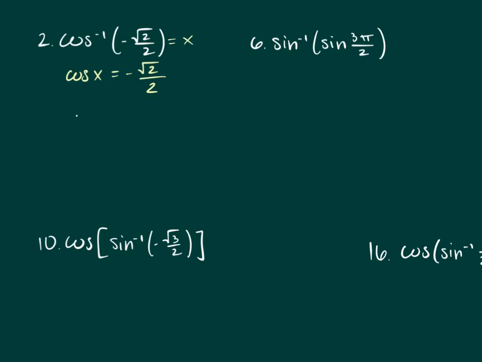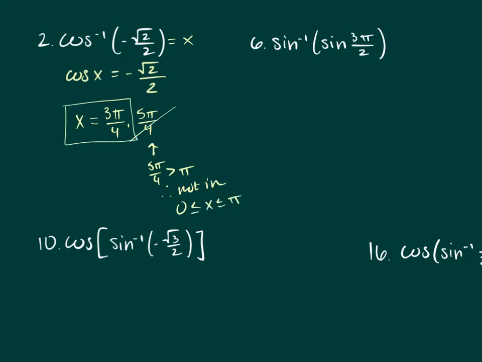You should get that x is equal to 3 pi over 4 and 5 pi over 4. 5 pi over 4, though, is greater than pi, so it's not in the interval. So it's not a choice. So our only answer is x equals 3 pi over 4.